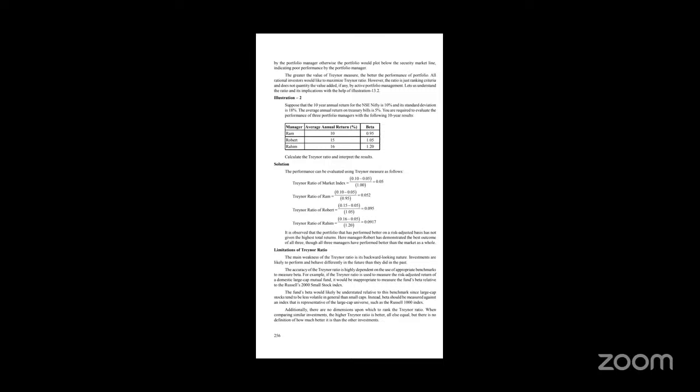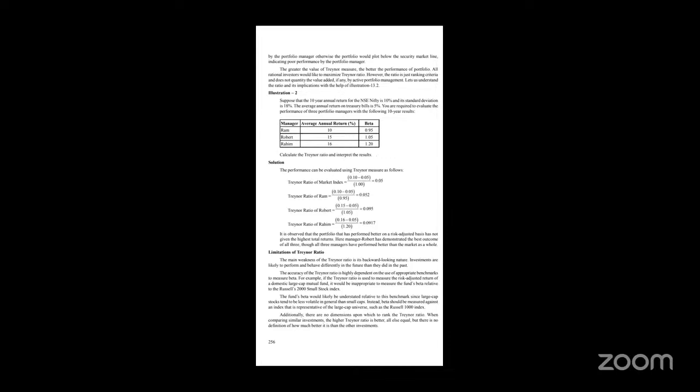So managers have been given similarly to how they were given for the Sharpe ratios. Ram, Robert, and Rahim have average rates of 10%, 15%, 16%, and the betas are 0.95, 1.05, 1.20. With this, we have to evaluate the Treynor ratio. First, we'll evaluate with the market. What is the return on market they have given? 10%, and the risk premium is 0.05 divided by the beta of that particular market, which is 1. So the Treynor ratio for the market is 0.05.